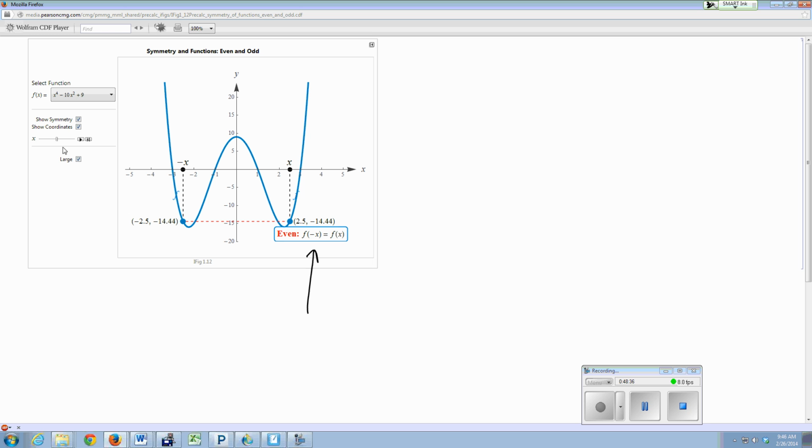So I'm going to stop at some points and I want you to fill in your table. So I'm going to move this along. Okay, there we go. So fill that point in your table.